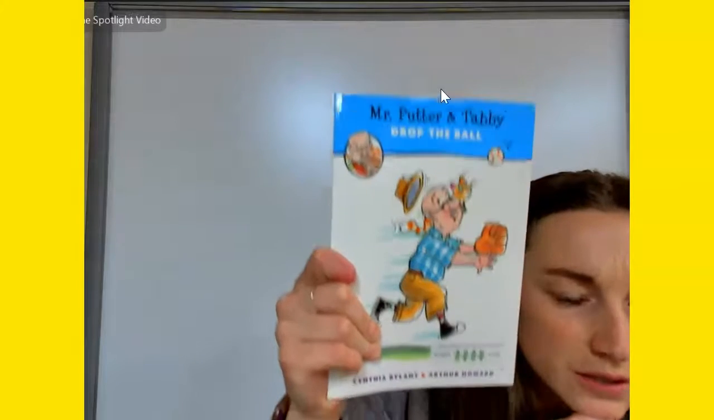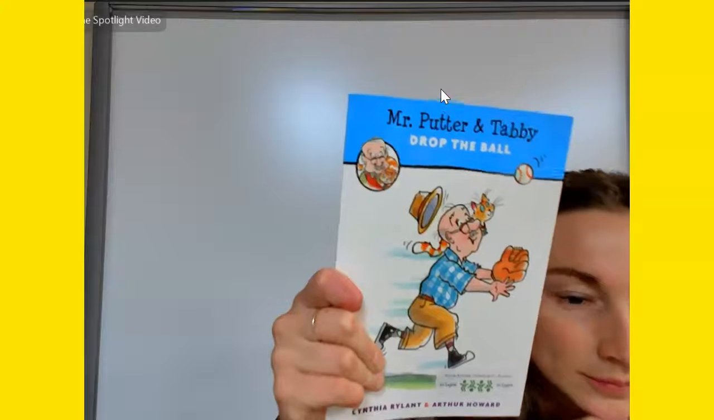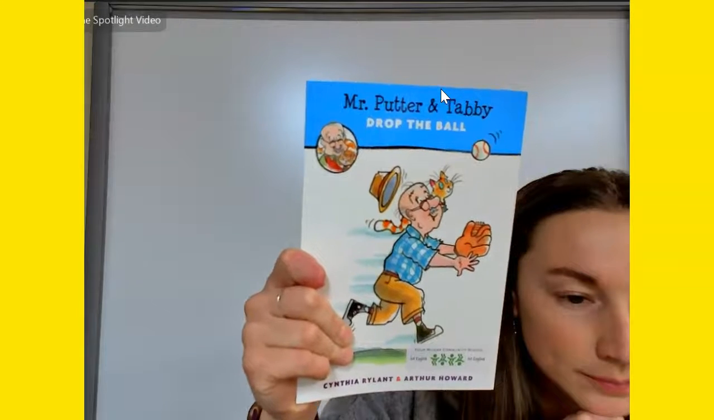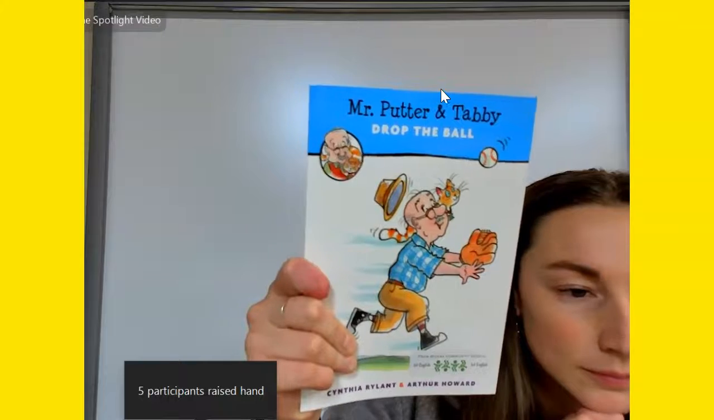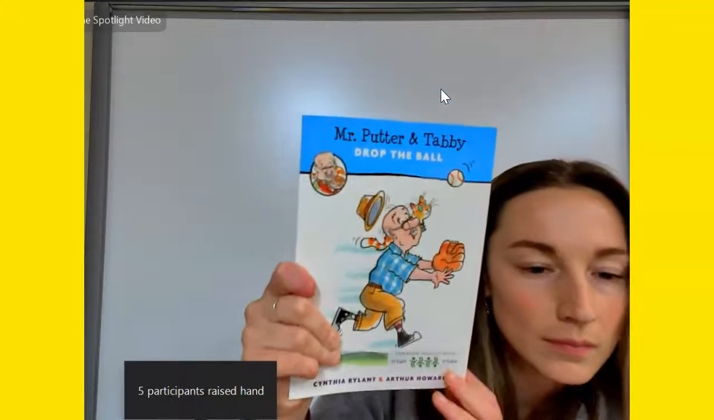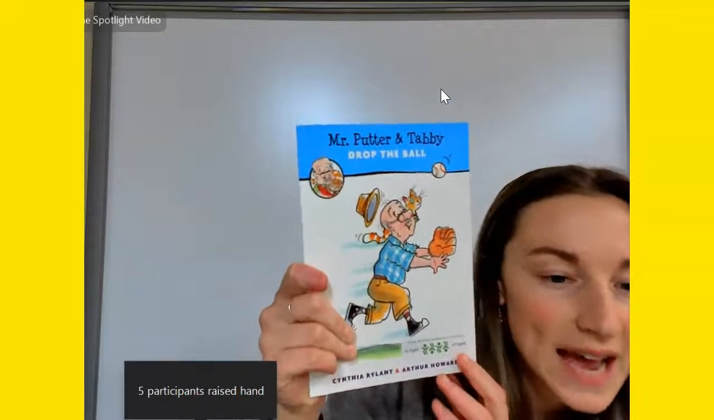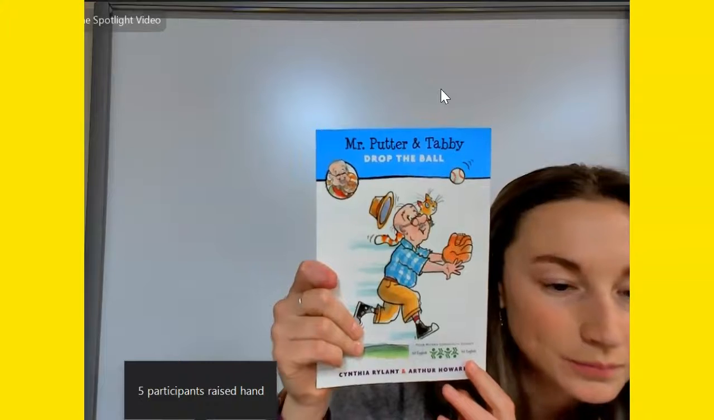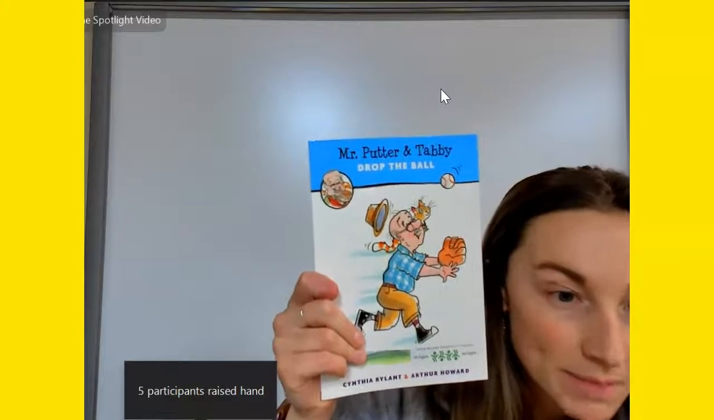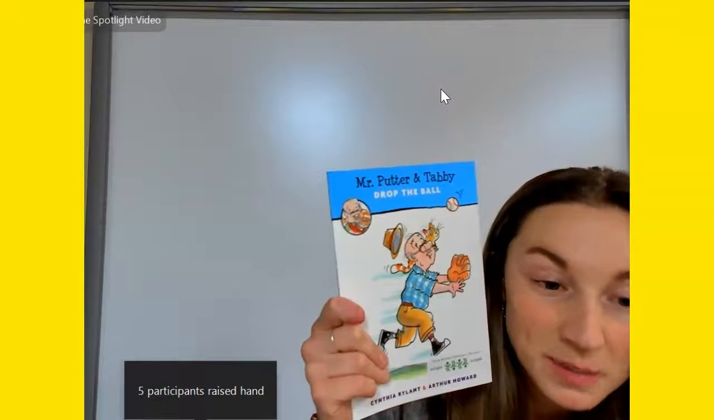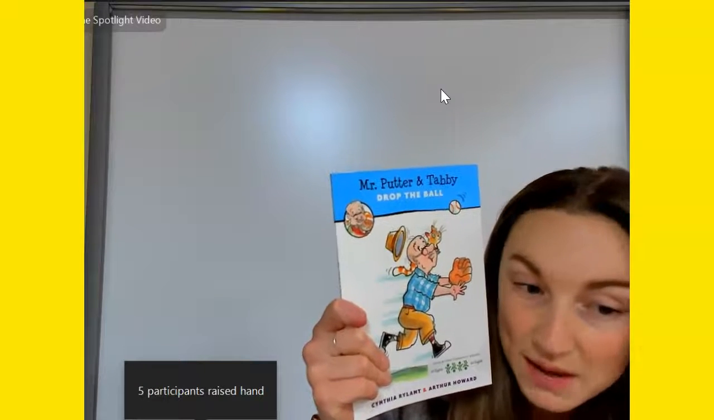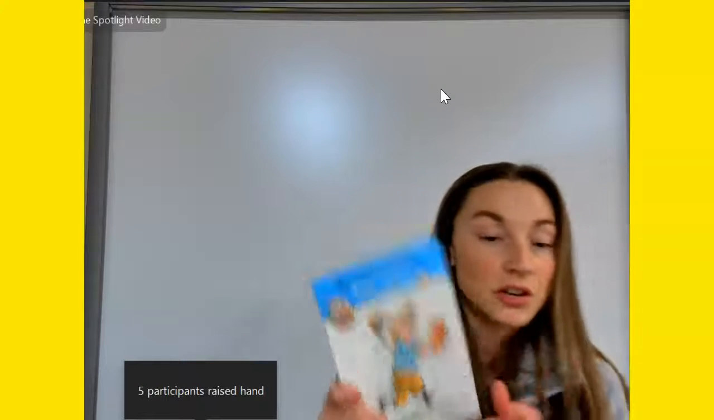What else, Cadence? Who else might be in our story? Mr. Putter and Tabby Drop the Ball. Tabby. So far, just by reading the title, we know somebody is Mr. Putter and somebody is Tabby. I can't wait to show you guys this story.